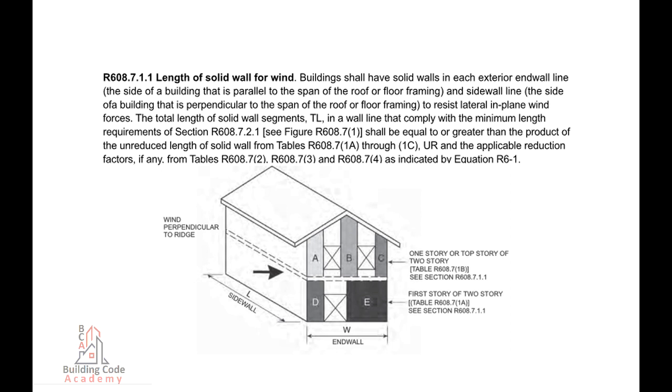The total length of solid wall segments, TL, in a wall line that comply with the minimum length requirements of section R608.7.2.1, see figure R608.7.1, shall be equal to or greater than the product of the unreduced length of solid wall from tables R608.7.1a through 1c, UR, and the applicable reduction factors, if any, from tables R608.7.2, R608.7.3, and R608.7.4, as indicated by equation R6-1.